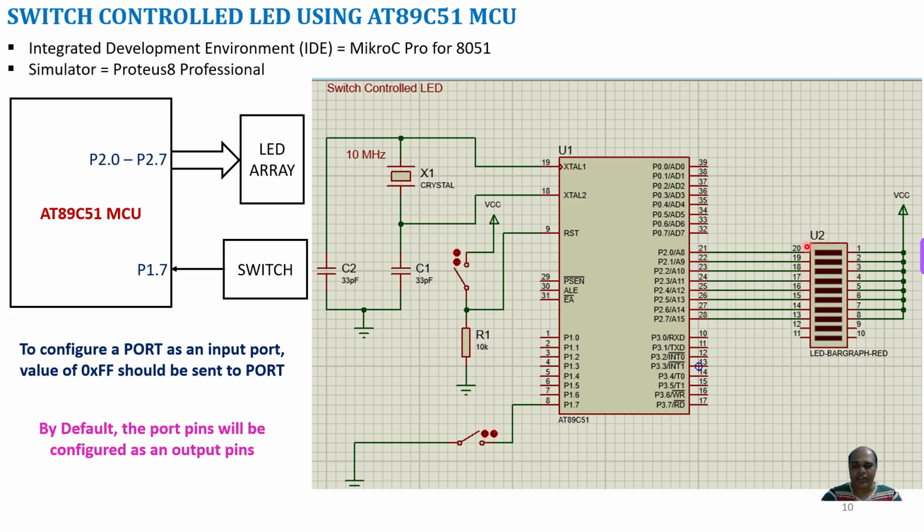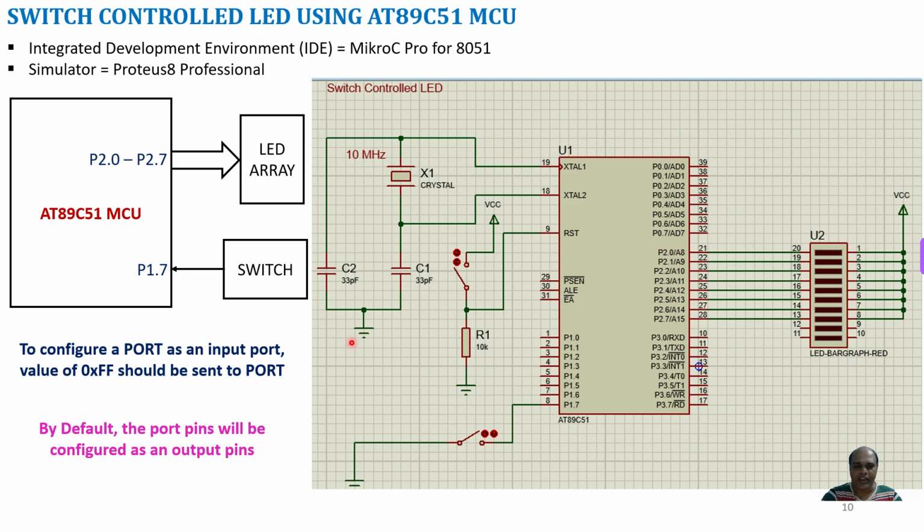Then, in order to give an input, I have connected a switch to ground. The other end of the switch is connected to port 1.7. By default this port 1.7 will be at logic high. Whenever I close the switch, port 1.7 will go to logic 0. Once port 1.7 goes to logic 0, I do some functionality in the LEDs.